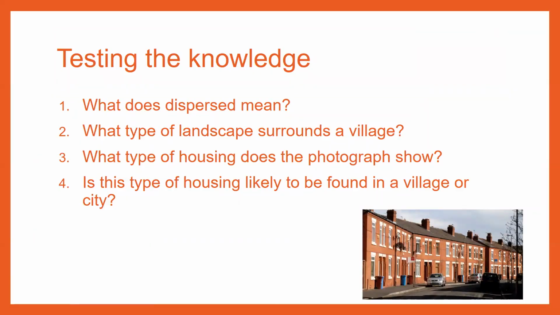So just to recap and review our knowledge from today, let's see if you can answer some of these questions and share them with an adult. Question 1, what does dispersed mean? Question 2, what type of landscape surrounds a village? Question 3, what type of housing does the photograph show? The photograph in the bottom screen. Is this type of housing likely to be found in a village or in a city?